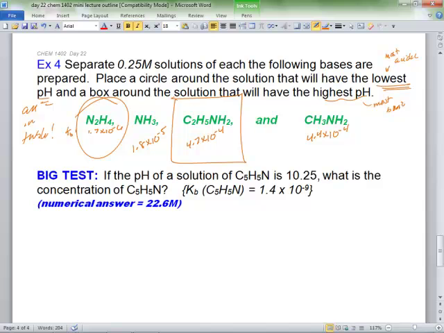Here's the big test. Big test because I don't have any other problems. This is the last one I've written. I have to make up some more, but maybe this will take a while. We'll see. If the pH of a solution of C5H5N is 10.25, what is the concentration of C5H5N? Now, we had some homework like this today. That was due today. Yeah, you're kind of going backwards. See if you can figure it out. And then if you're onto something, we'll have you explain it.